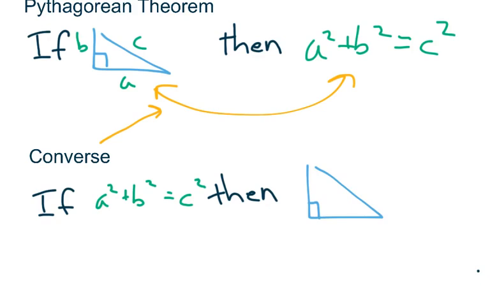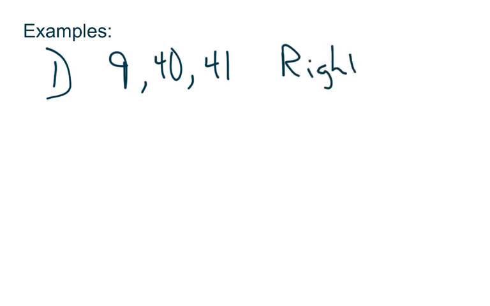And so it actually boils down to something fairly simple. All you have to do is take your three sides and see if they follow the Pythagorean theorem. A squared plus b squared equals c squared. And so with that being said, let's take a look at an example. Let's say we have a triangle whose side lengths are 9, 40, and 41. The question is, is this a right triangle?